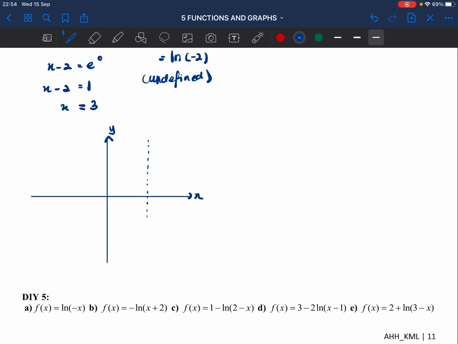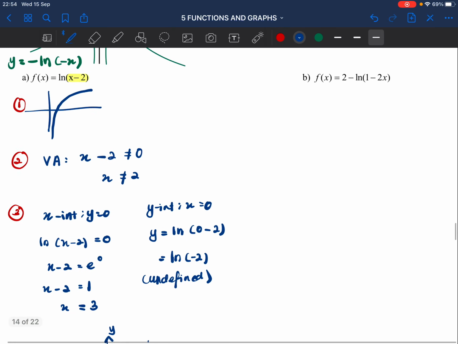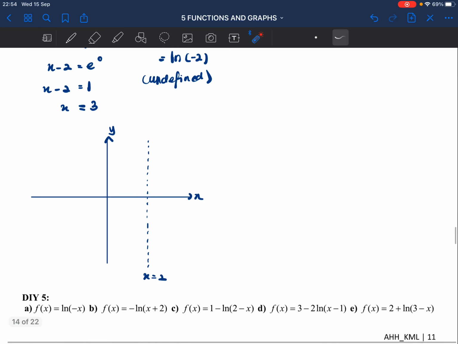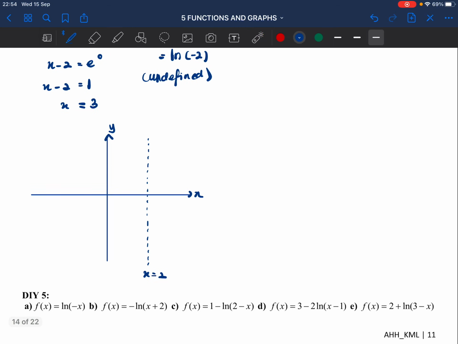As I mentioned before, asymptote mesti kena garis dot. Okay, so x is equals to 2. So we know that the shape is from quadrant 1 to our vertical asymptote. So the shape will be looking something like this. Okay, from quadrant 1 pergi kepada vertical asymptote kita. Okay, rapat kepada vertical asymptote.